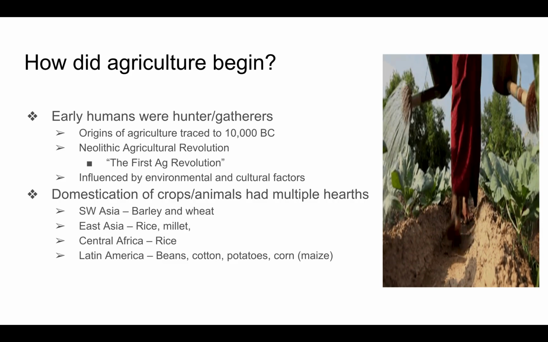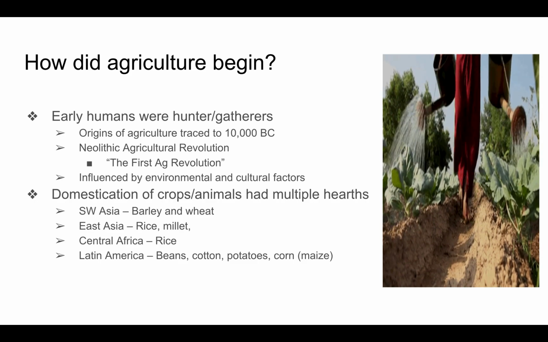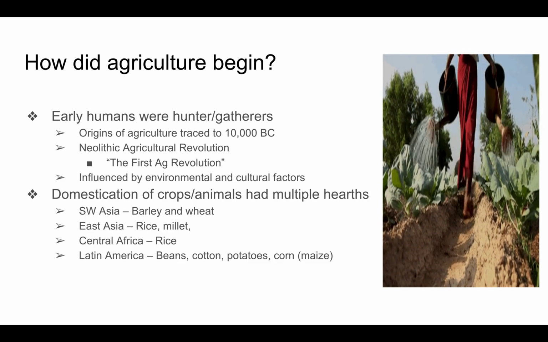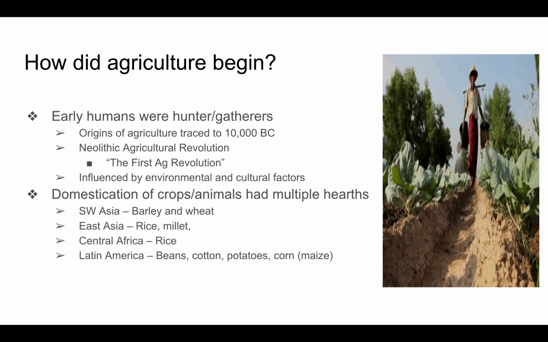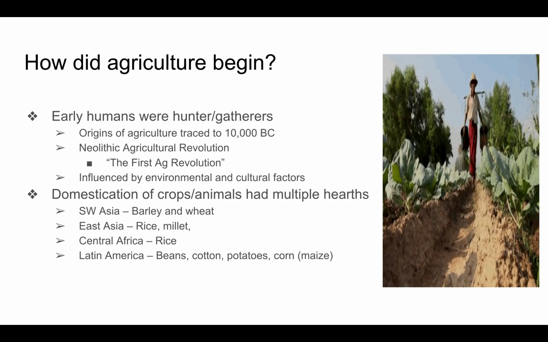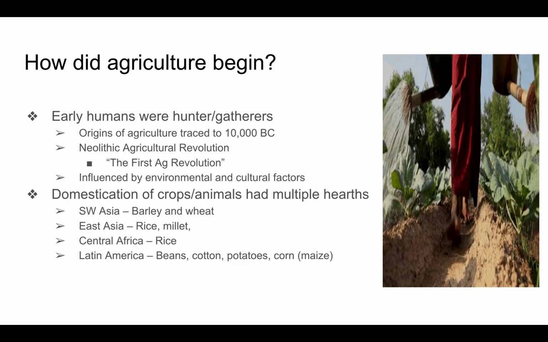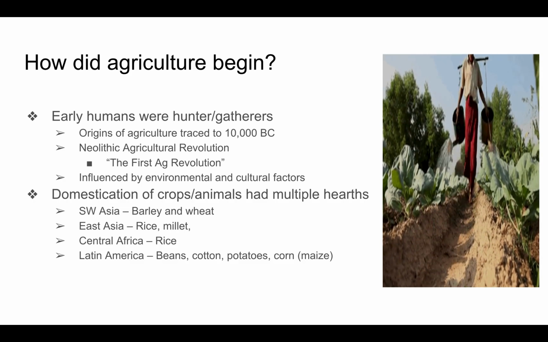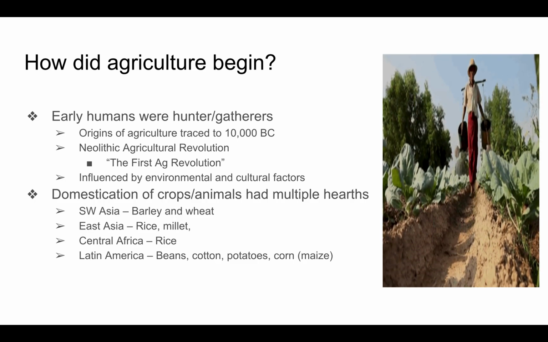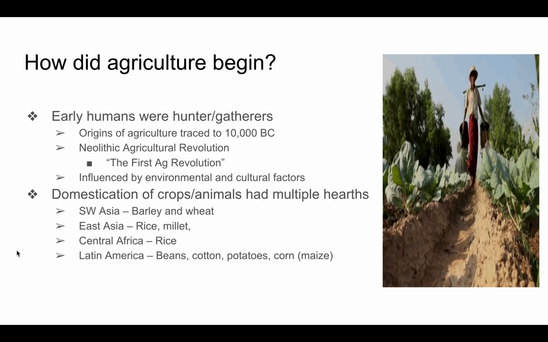10,000 before Common Era was the last ice age, and so oceans began to diminish and land began to form natural irrigation, which made it easier to cultivate crops. Domestication happens in 4 hearths. The first hearth for both vegetative and crop plantations happens in Southwest Asia with staple crops of barley and wheat. Then in East Asia, we have rice and millet. In Central Africa, rice. And then Latin America, potatoes, beans, cotton, and maize, which is also corn.